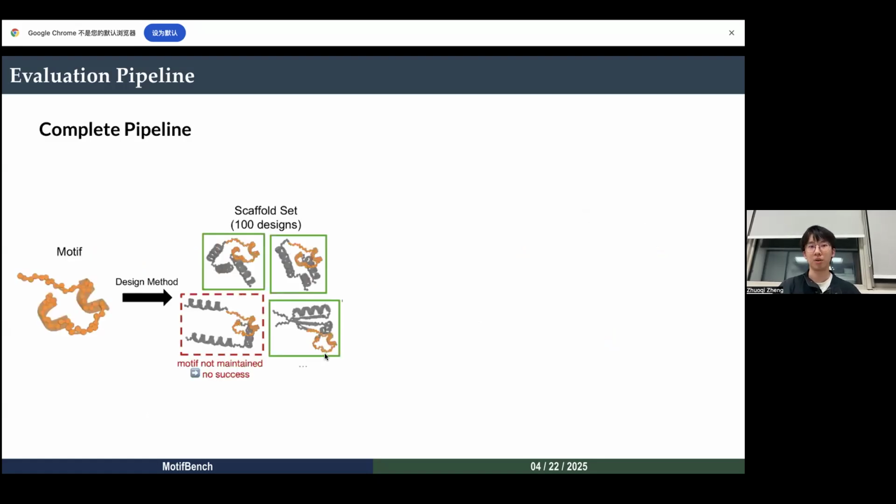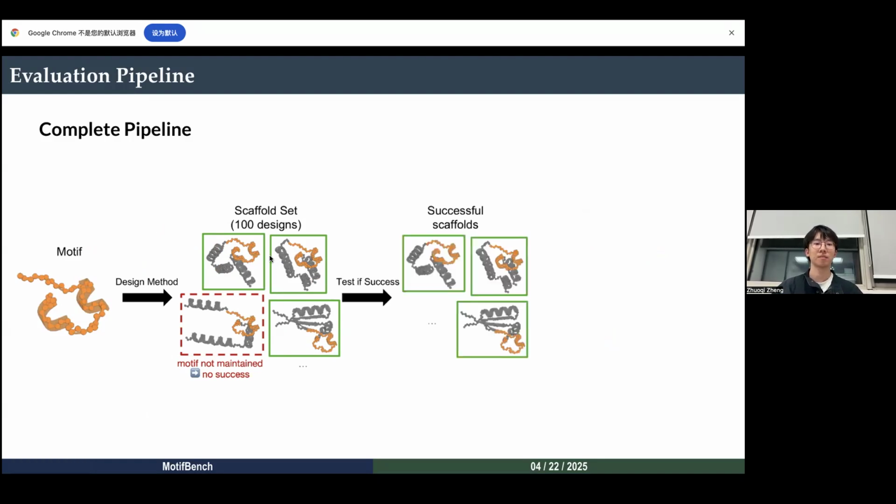So how about the complete pipeline? Suppose we're a method developer and want to evaluate motif scaffolding on different test cases with MotifBench. For each motif, we have to design 100 scaffolds. Then we test whether they are successes based on the aforementioned criteria. And then we have 3 main metrics to define the capability of this method.